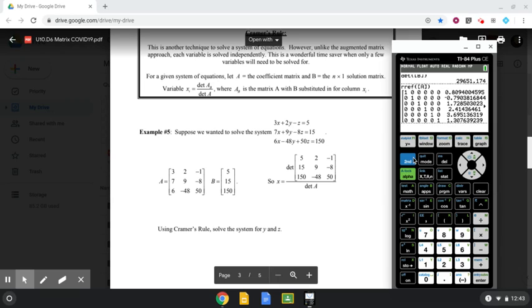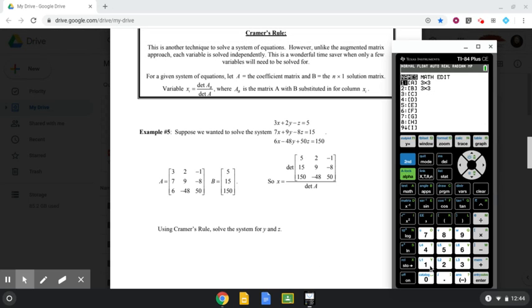And now all I want to do is take the determinant of that matrix B, divided by the determinant of matrix A, which is the coefficient matrix. We showed you earlier in this lesson how to do that. We're going to go to second matrix, math, determinant, choice 1. Now I want the matrix with the solution substituted for the variable I'm solving for. So I'm going to do determinant B divided by, make sure you close that parenthesis, determinant, matrix A, choice 1.